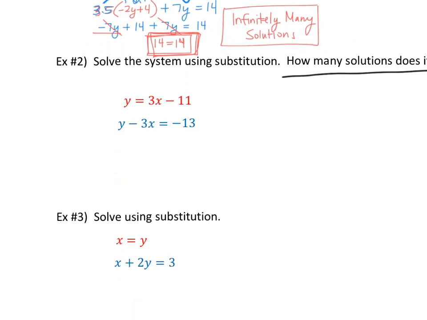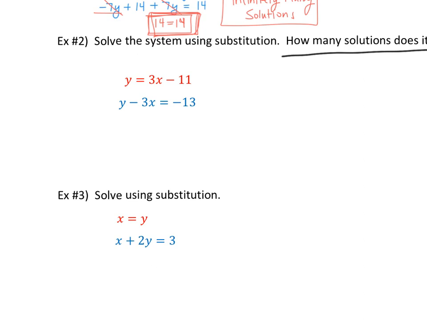Look at the second one. Again, something needs to be isolated. And if you look here, the y is by itself, so I can take 3x minus 11, and I can replace the y with that 3x minus 11. So it's going to be 3x minus 11. Now the parentheses don't do anything here. You're welcome to leave them there, but you don't need them. And then we pick up where we left off. Minus 3x equals negative 13.